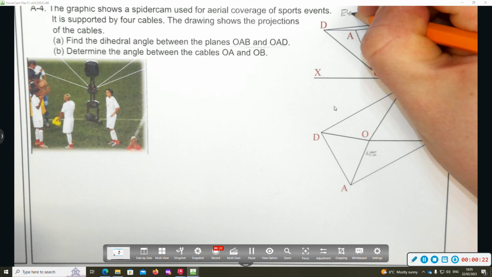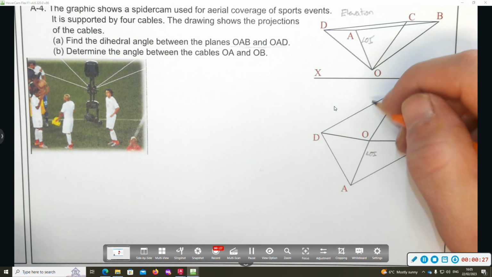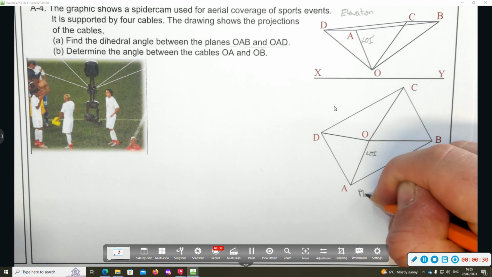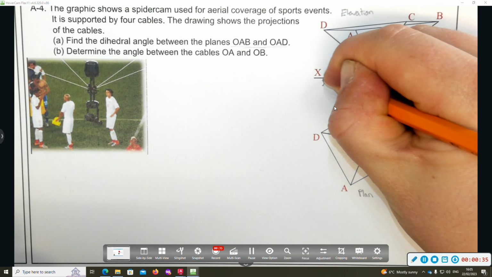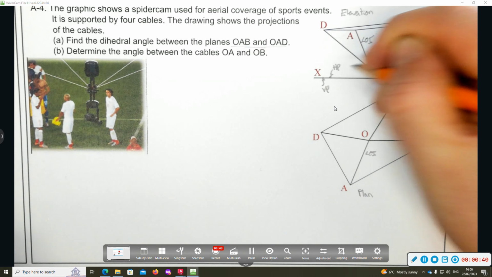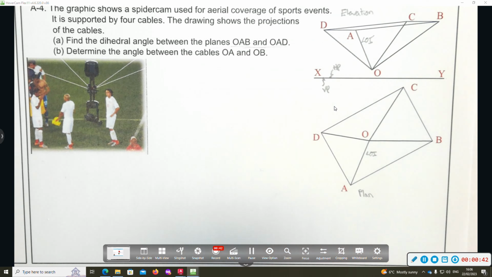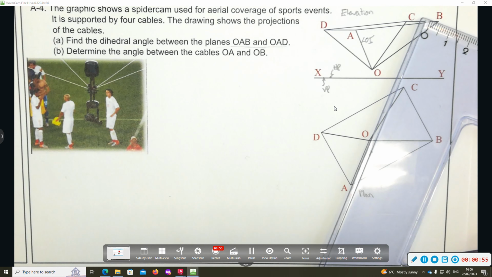It's not, because line AO is not parallel to the XY line in elevation. So it's not a true length in plan view. And it's not parallel to the XY line in plan, so it's not a true length in elevation. If I want to find the dihedral angle between two surfaces, and I don't have the line of intersection as a true length, I need to look perpendicular to that line to get it to appear as a true length. So I'm going to line my set square up with line OA.